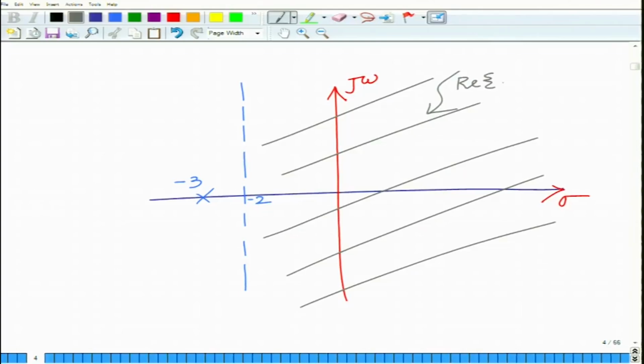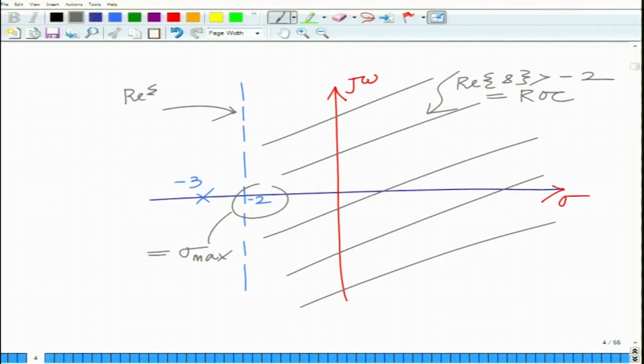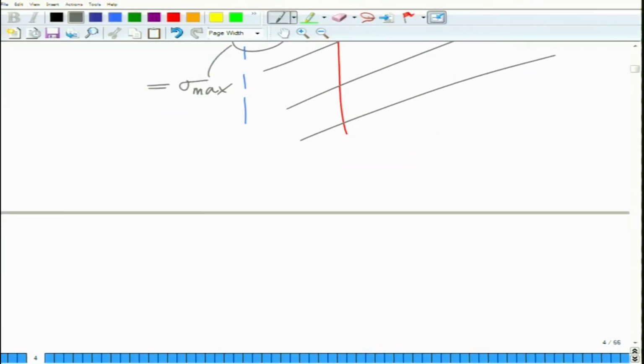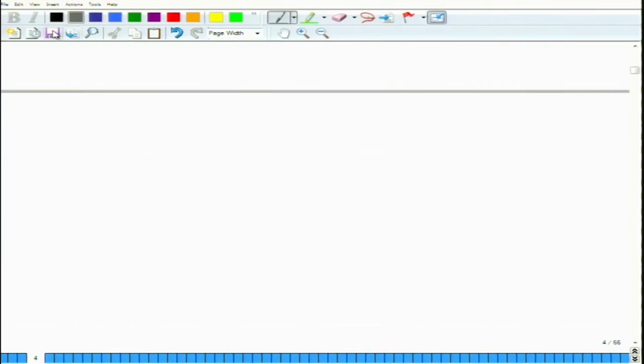So, this is real part of S greater than minus 2, and this is your ROC for the right handed signal. This quantity here is equal to sigma max, and this is the line real part of S equals sigma max. ROC is the region to the right of this line, and in fact it does not include this line, real part of S equal to sigma max. That is something important to remember.